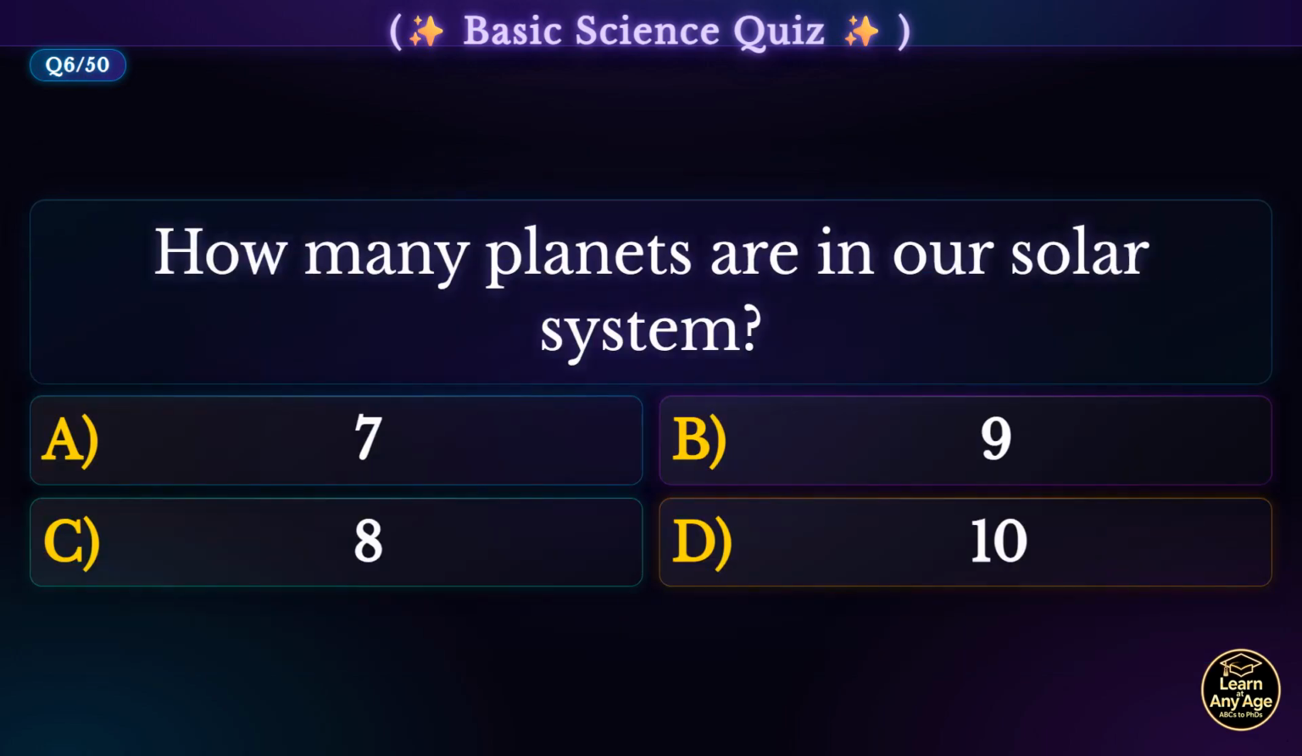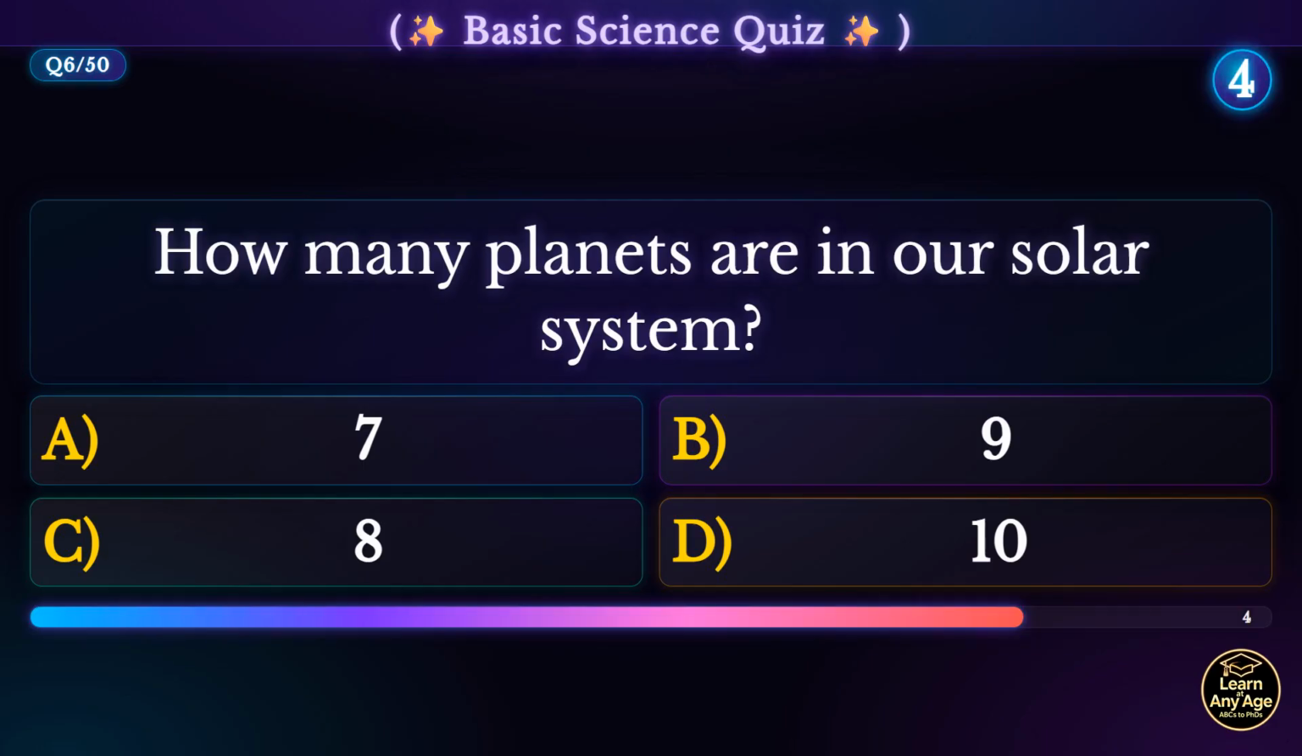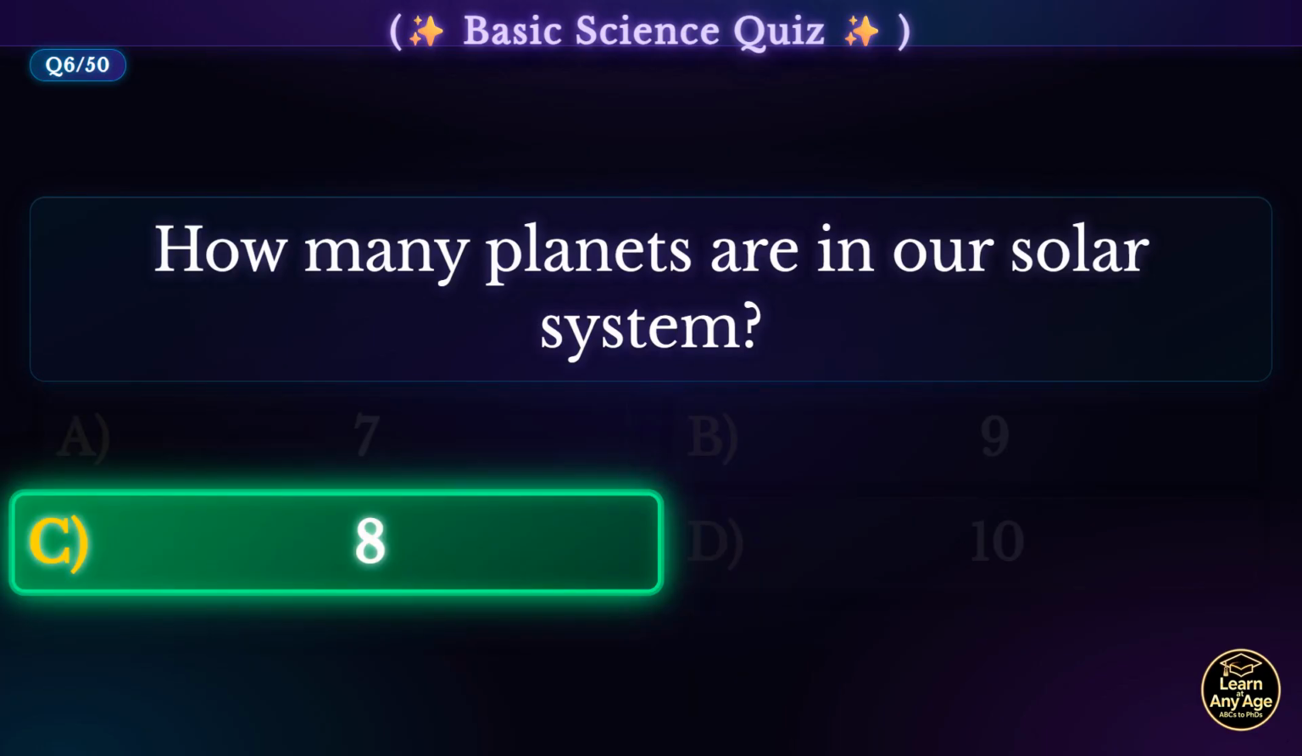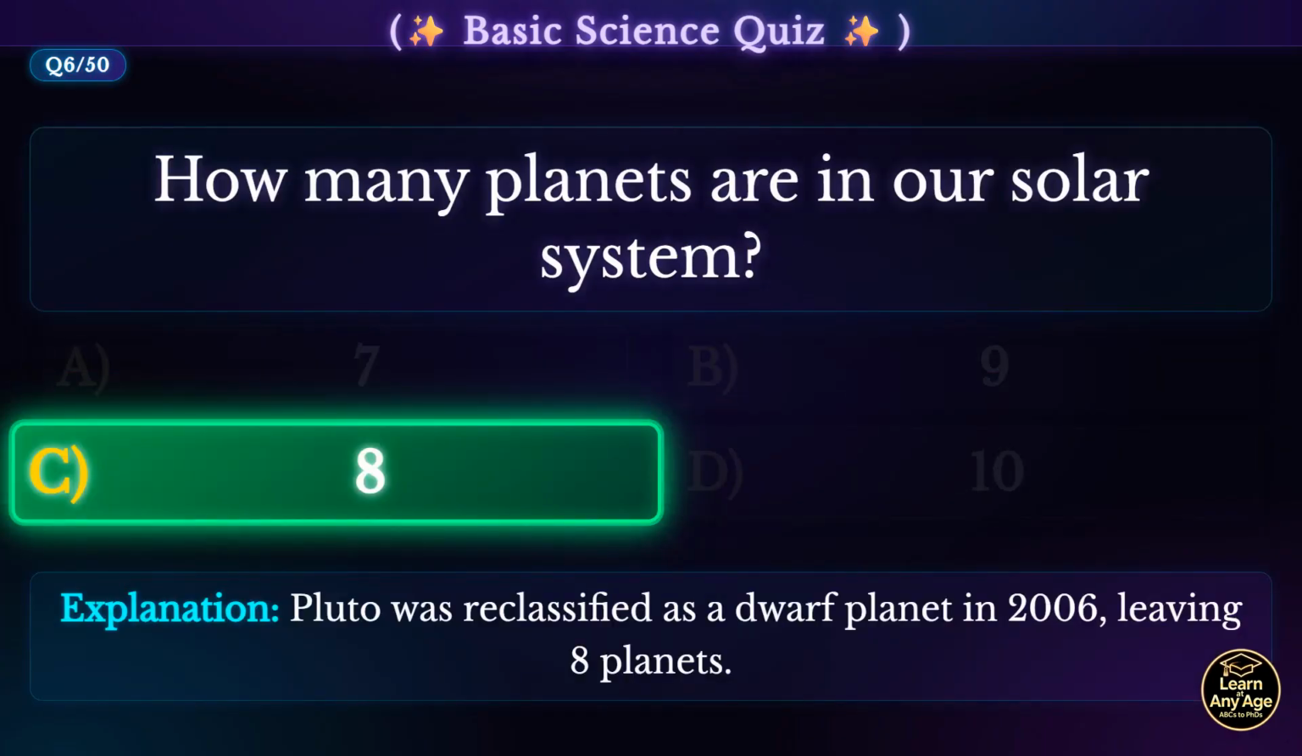How many planets are in our solar system? 7, 9, 8, 10. 8. Pluto was reclassified as a dwarf planet in 2006, leaving 8 planets.